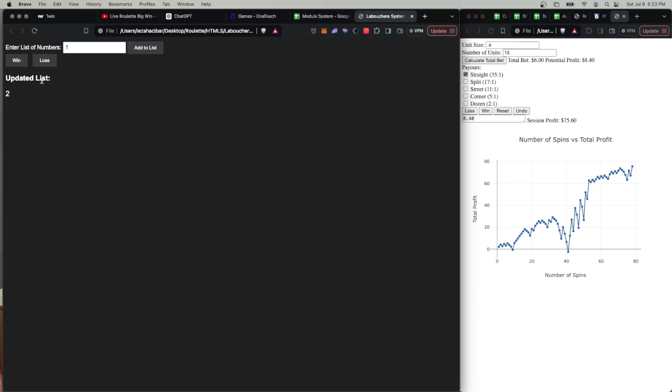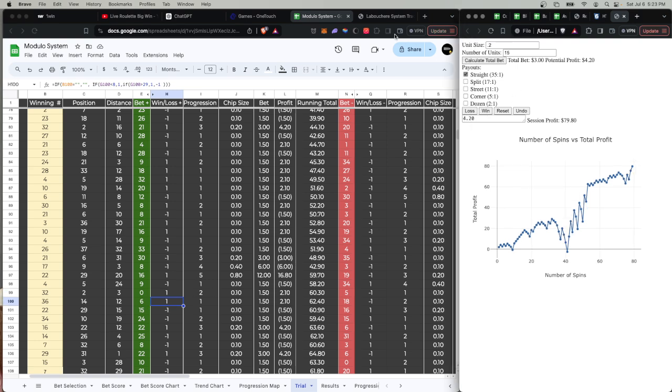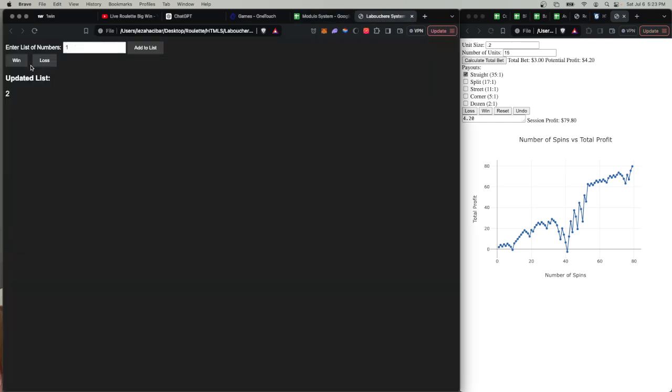So like I said, you could either restart here, or you can continue from the 2. And for this example, I'm going to continue from the 2. So we win. And then we go down to 2. We win again. Now we can clear our board and reset our bet to base.